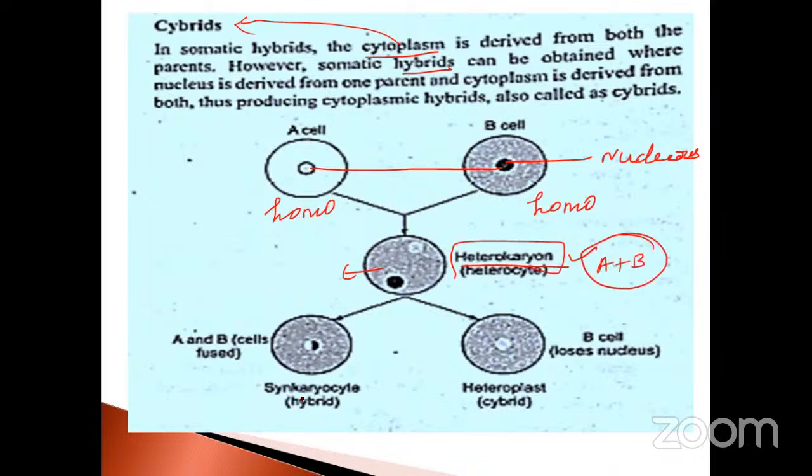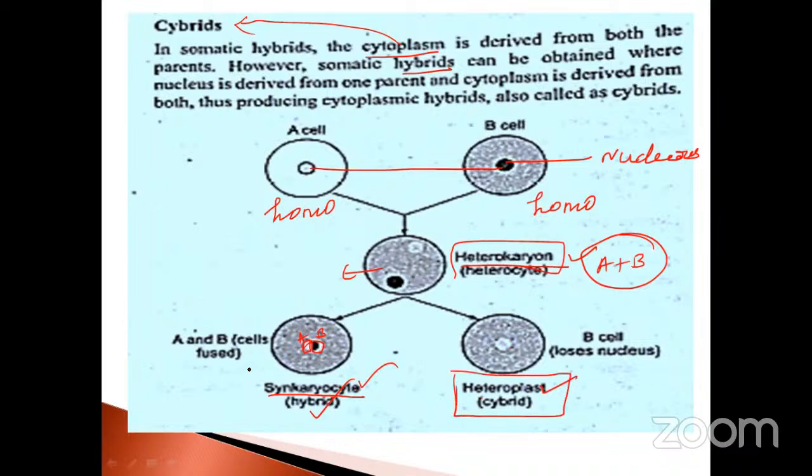Then what is it? Synkaryocyte and heteroplast. These are the two types. Heteroplast means A plus B, both are united together. This is the part of A, this is the part of B, a part nucleus and B part nucleus. That's why it is called synkaryocyte, hybrid nature. This is cybrid. What is the meaning of cybrid? Only cytoplasm is mixed here. There is no nucleus mixing in this part. So these are the different types.